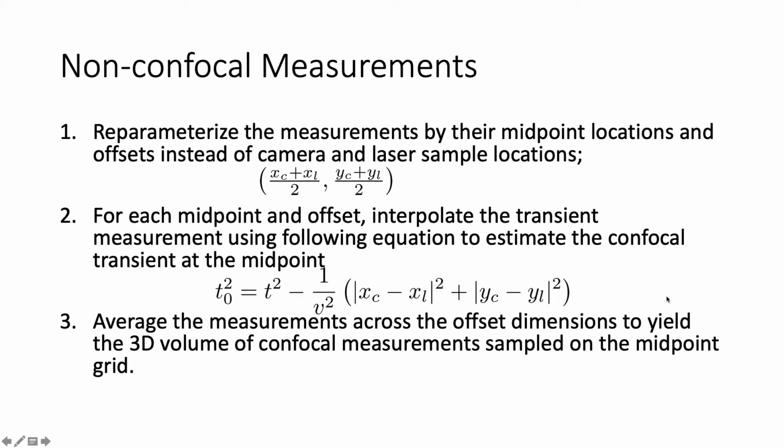The process to calculate the confocal approximation to non-confocal measurements consists of 3 steps. We reparameterize the measurements by their midpoint locations and offsets, and then for each midpoint and offset, we interpolate the transient measurement using the following equation to estimate the confocal transient at the midpoint. And finally, we average the measurements across the offset dimensions to yield the 3D volume of confocal measurements sampled on the midpoint grid.